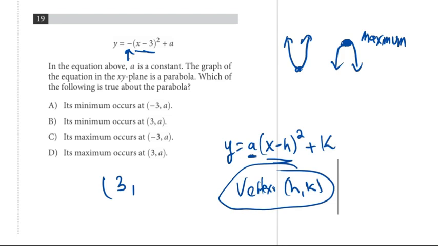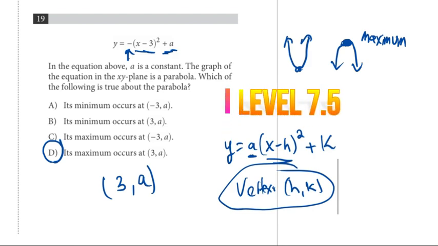And this letter a here, which they say is a constant, which means it's a number, to throw you off completely. That's a number. So that is the y value of the vertex. That's usually some number when you have the exact vertex form normally. So 3a is your vertex, and that is the maximum point. So it's a maximum and occurs at 3a. Answer choice D. Level of difficulty, I'd say level 7.5.